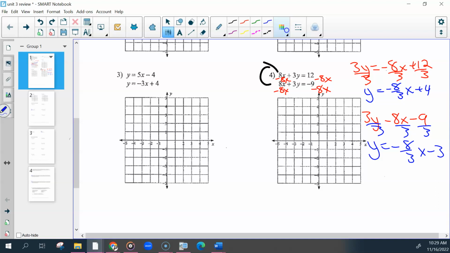Graph both of those. So if I'm graphing the first one, I'm going to start at 4. My slope is negative, but I can't go up, so I have to go down 8 and to the right 3.